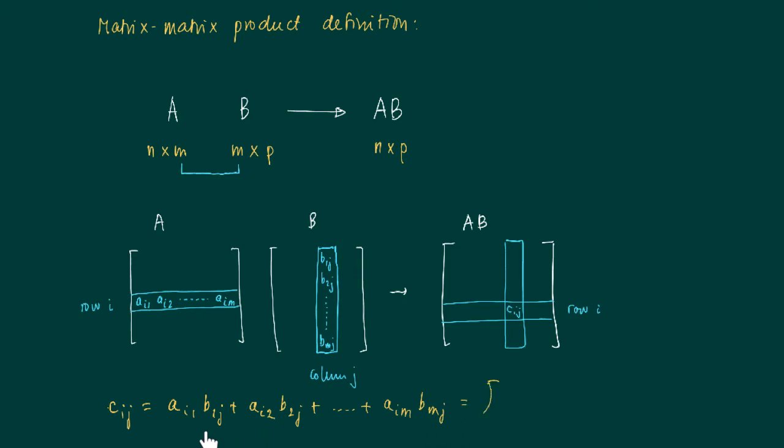This sum can be written differently if we choose as an index k. Then we have a sum of products A_ik B_kj. So AB is the matrix consisting of elements C_ij equaling this sum over here.